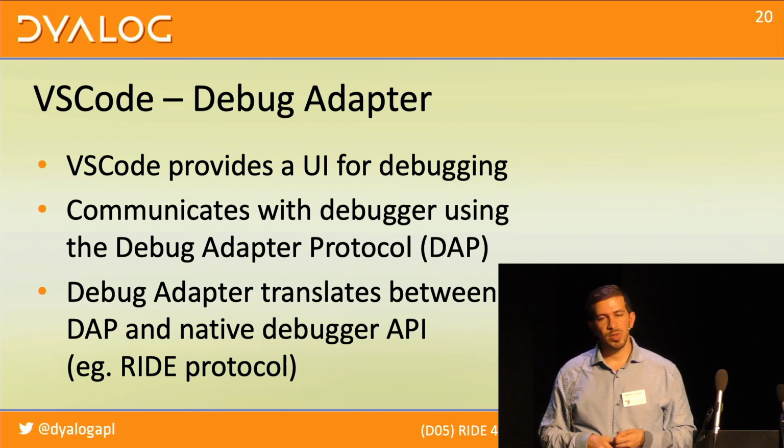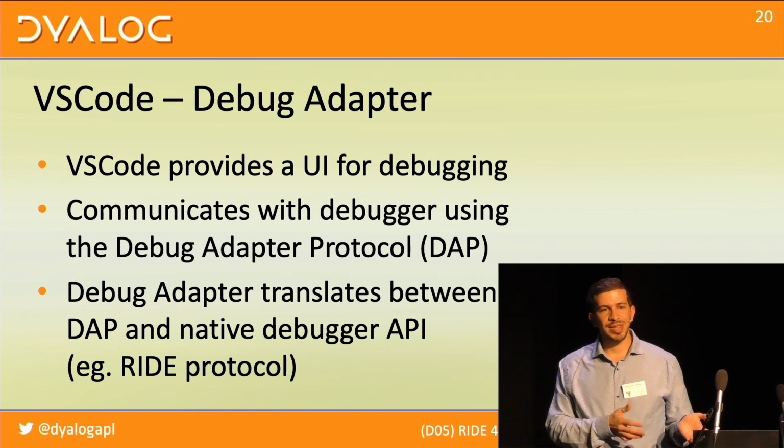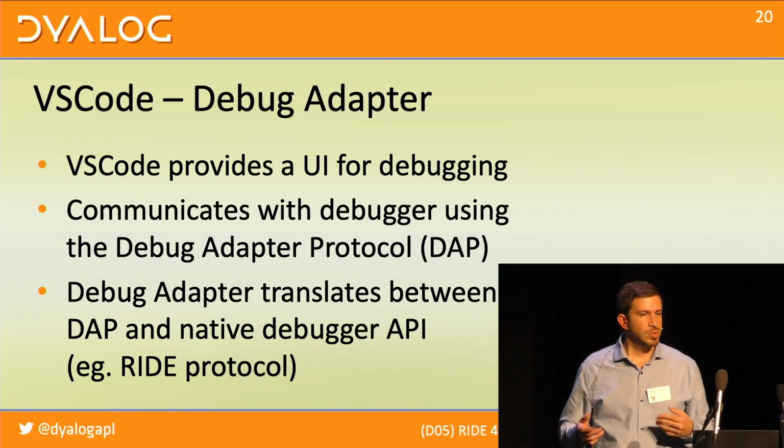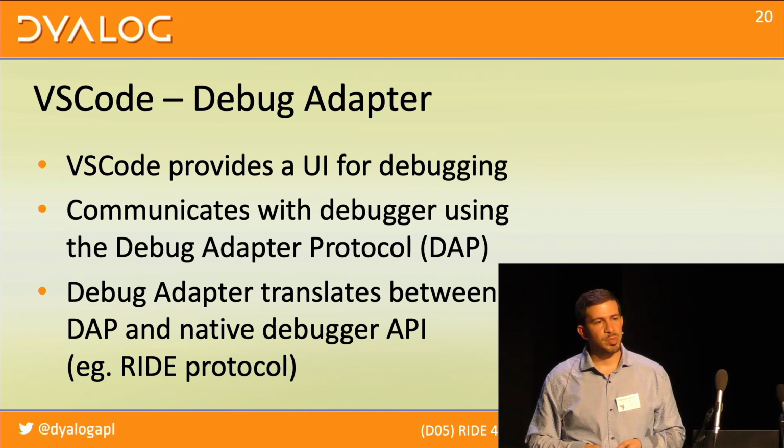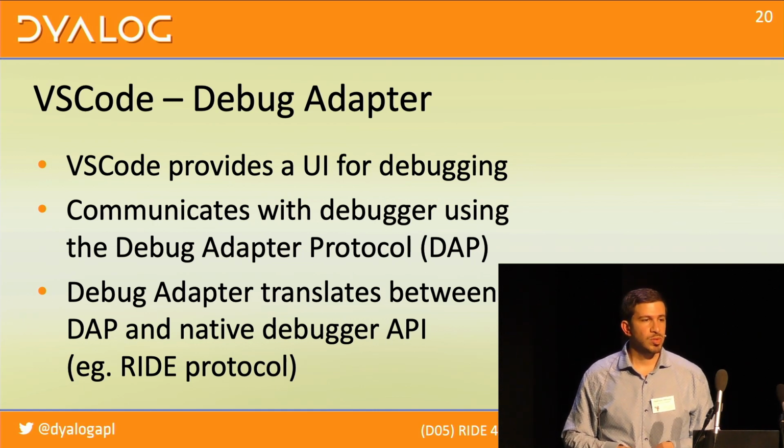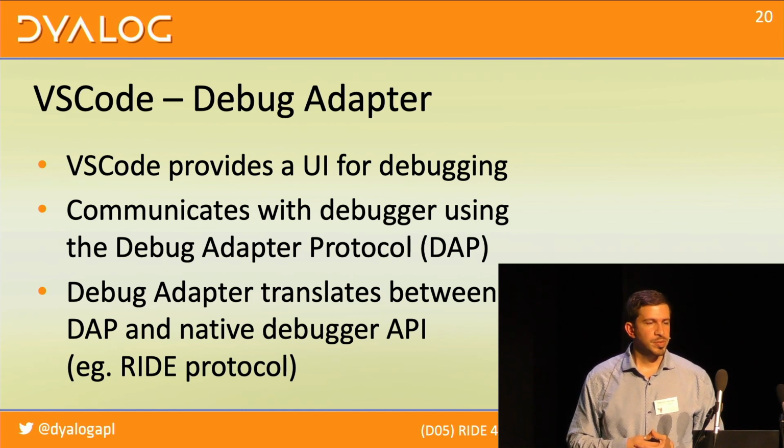So in our case, with Dyalog, we would translate between DAP and RIDE, or alternatively, if Dyalog implements the DAP protocol directly, then any of those tools that I mentioned before, in theory, could connect to a Dyalog interpreter and trace through and debug an application with their own user interface for debugging.